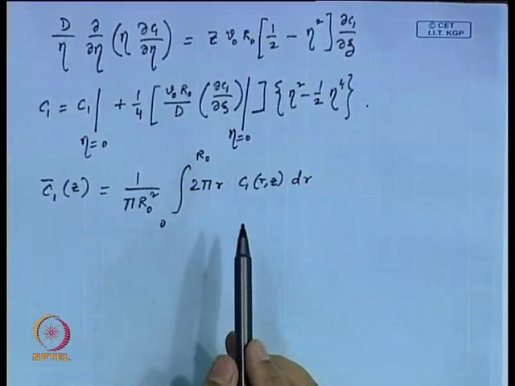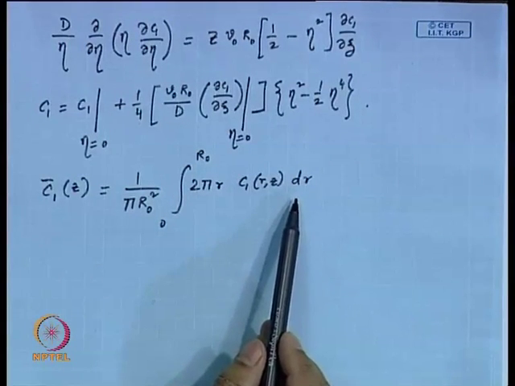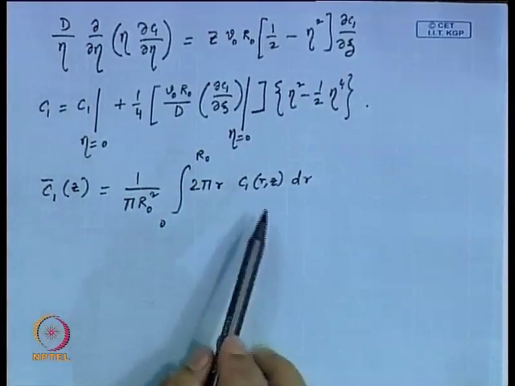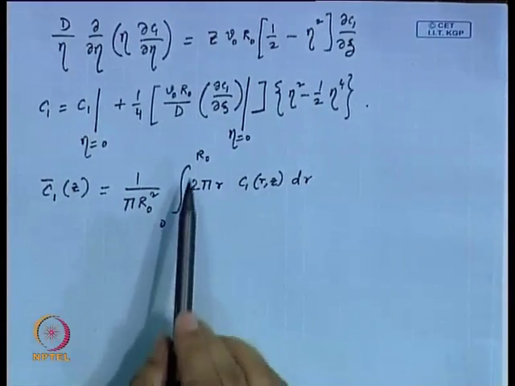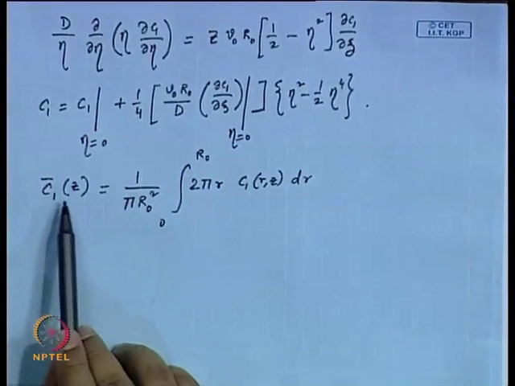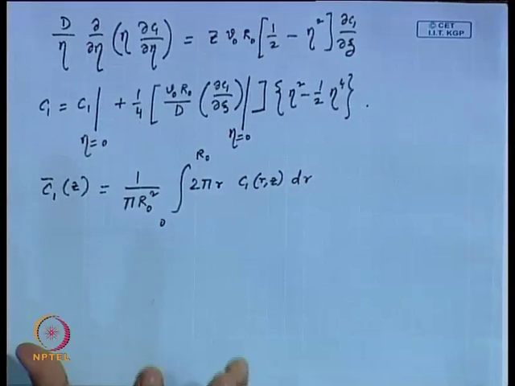and that annular element will have an area 2 pi r dr, okay, and you are multiplying each such annular element with that corresponding concentration C1 r z and integrating it between 0 to r0, and finally, you divide by the area pi r0 square to get an average concentration, the concentration averaged over the entire cross section.